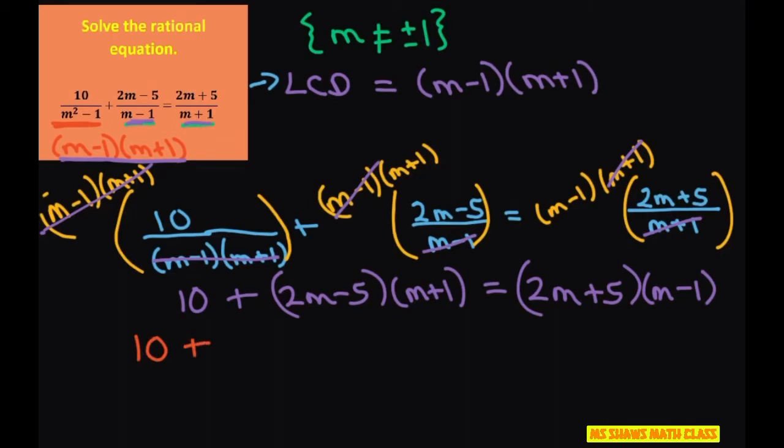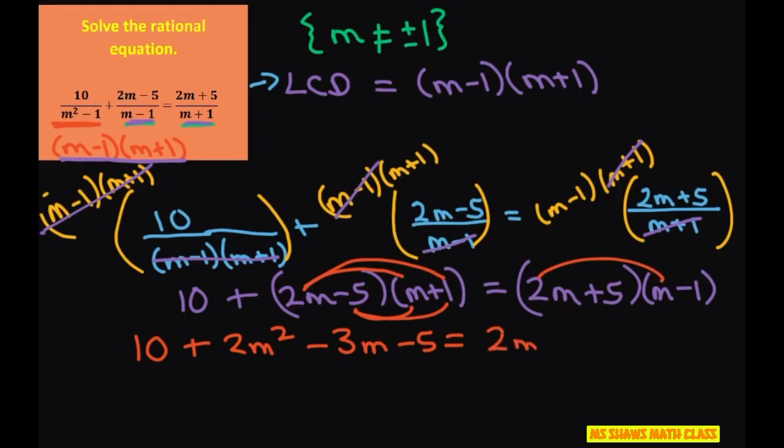You get 10 plus 2m squared. Then we have 2m minus 5m, it's negative 3m. And then negative 5 times 1 is negative 5. Now let's do this one. 2m squared, negative 2m plus 5m is 3m. And then you multiply that, you get negative 5.